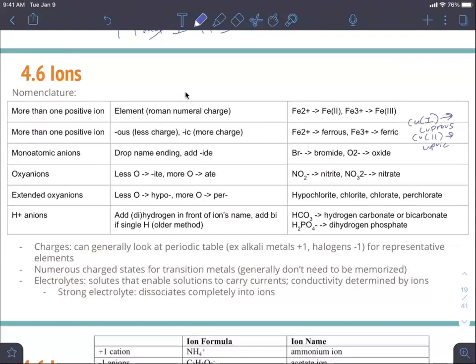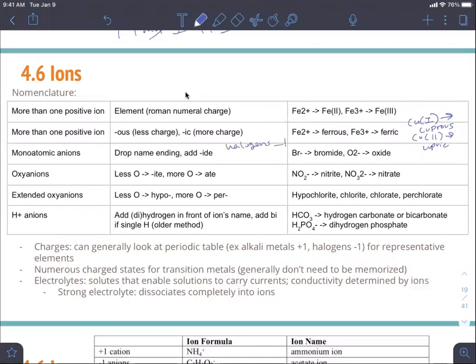So for monoatomic anions, all you have to do is drop the name ending and add an "ide" at the end. So the bromine anion just becomes bromide. The oxygen anion becomes oxide. Just as a reminder here, all of the halogens are always going to be -1. Halogens are always -1. The oxygen group is always -2, and so forth.